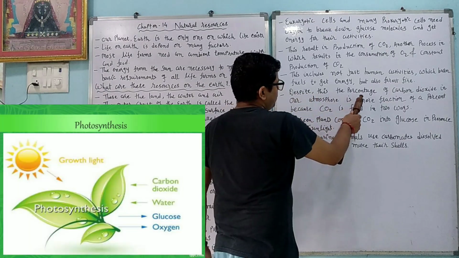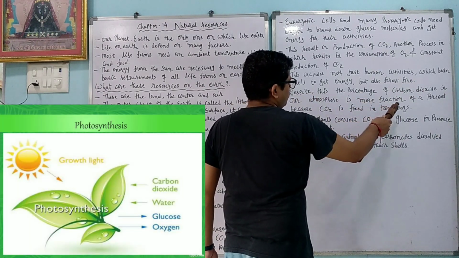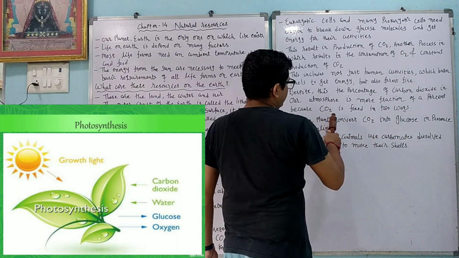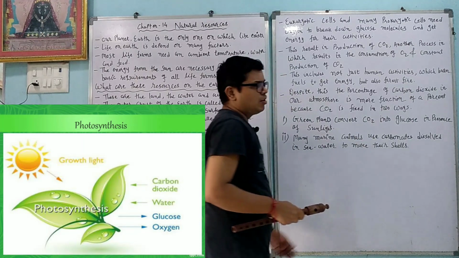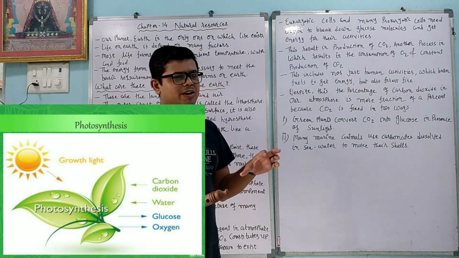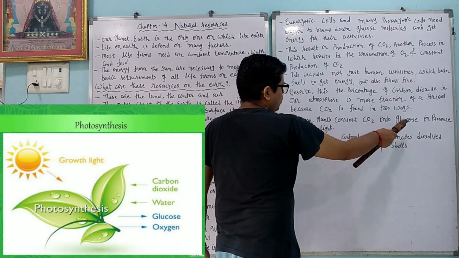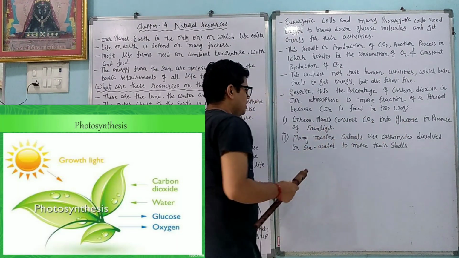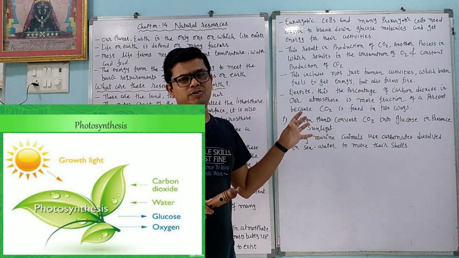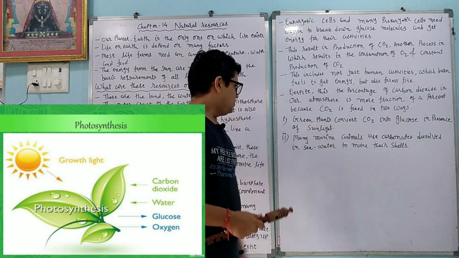Despite this, the percentage of carbon dioxide in our atmosphere is a mere fraction of a percent, because carbon dioxide is fixed in two ways. Green plants convert carbon dioxide into glucose in the presence of sunlight. So carbon dioxide is consumed because of what? The photosynthesis reaction, and carbon dioxide is converted into glucose.